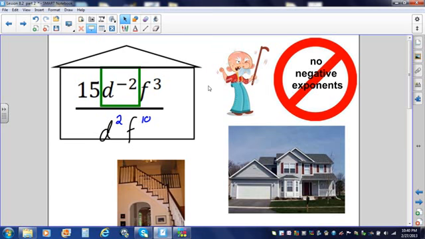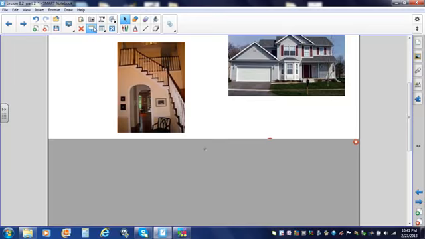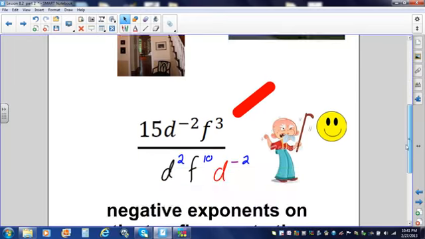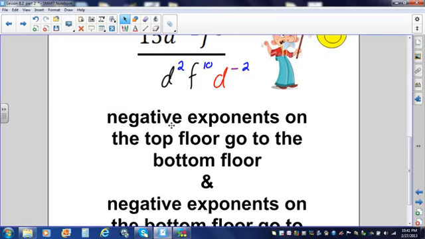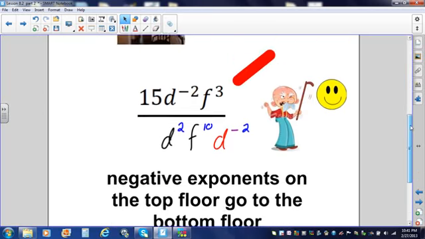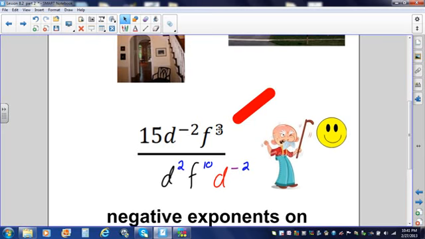Because you are making that old man who's worked hard his entire life and now just wants to retire and enjoy his end years, you are making him walk up these stairs every single day. And you'd be grumpy too if you were old and had to walk up all those stairs. So we say negative exponents on the top floor go to the bottom floor. Negative exponents on the top floor go to the bottom floor.